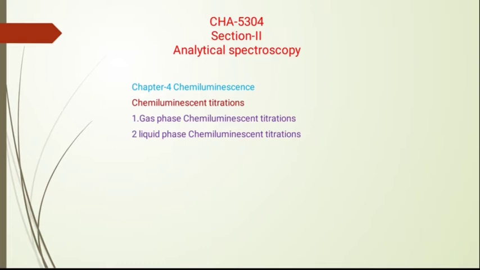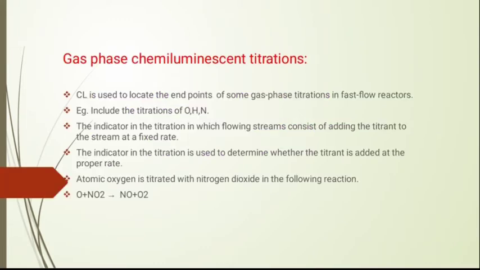Now the new topic of today's lecture is chemiluminescent titrations. The chemiluminescent titrations are of two types mainly: gas phase chemiluminescent titrations and liquid phase chemiluminescent titrations. In today's lecture, we cover the gas phase chemiluminescent titration, and in the next lecture we will see liquid phase chemiluminescent titrations.